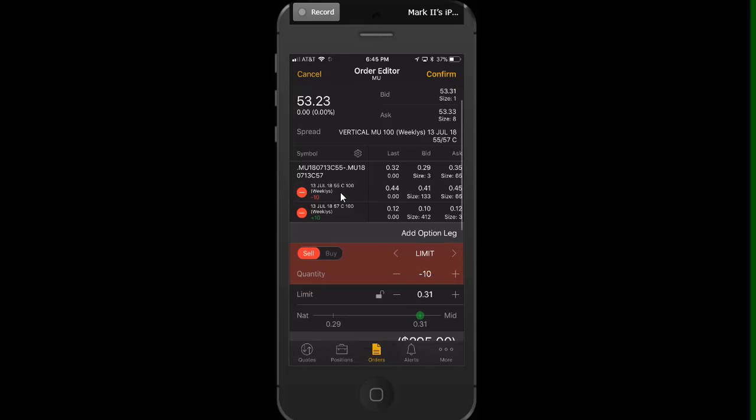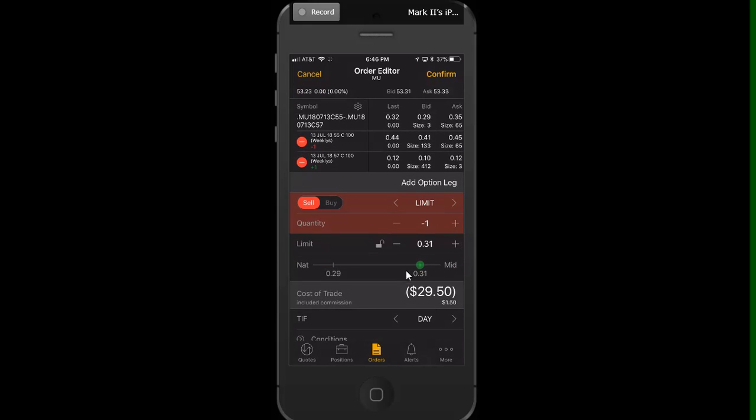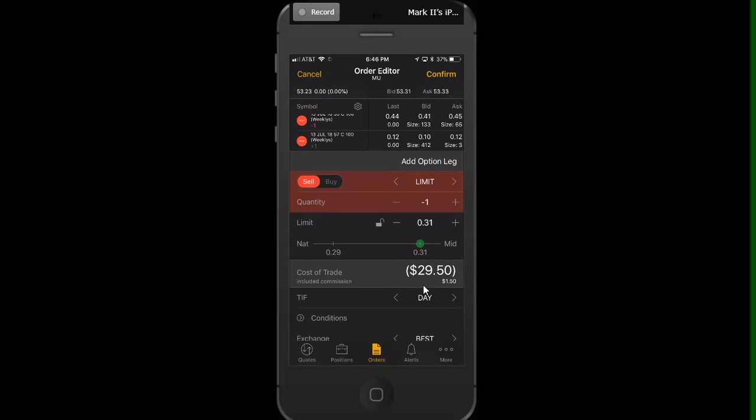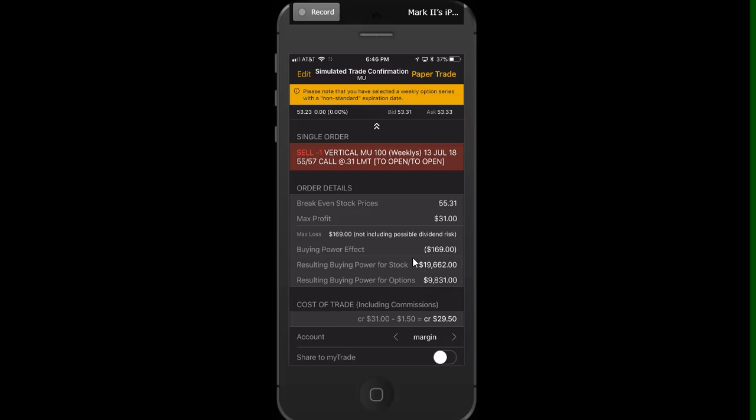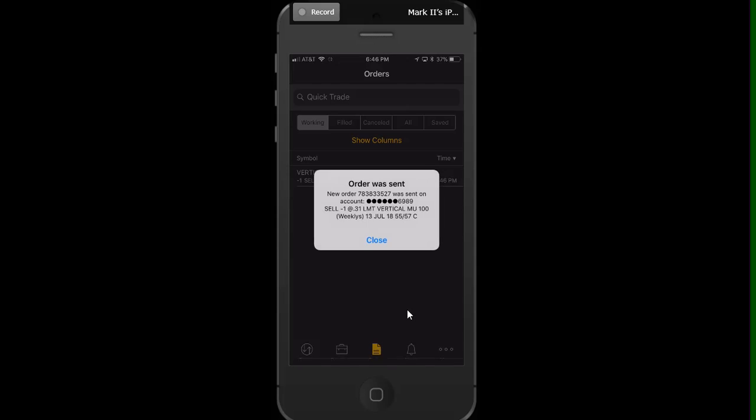hit done. Also, I want to change my contract size because I don't want to sell 10. I only want to sell 1. So if you hit the plus sign, it changes it to 1. And you can see, just like the desktop app, it's going to show the total credit received. If I hit confirm, it's going to show me how much buying power it's going to take, which equates to my max loss. It shows you here your max loss of 169 and the total credit received. And then you would hit paper trade to submit the order.